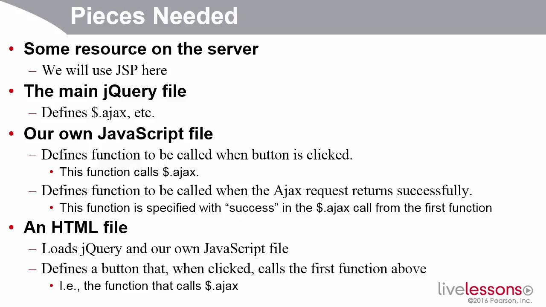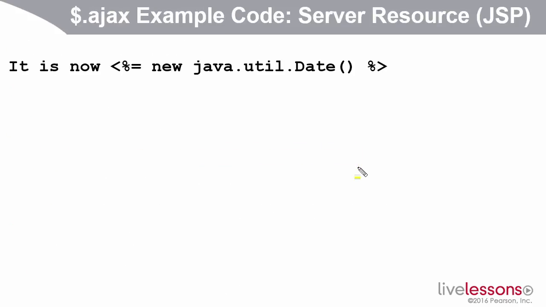The HTML file will load jQuery first, then it will load our JavaScript file, and it will have some sort of push button that the user can press. And we'll connect our first function up to the push button. And so when the user presses the push button, it calls our main function. Our main function calls $.ajax. And then when the result comes back from the server, that main function will invoke the second function that we defined. Okay, so we did most of this interactively, but we're kind of connecting it all together in a regular HTML file. All right, so first we need a resource on the server.